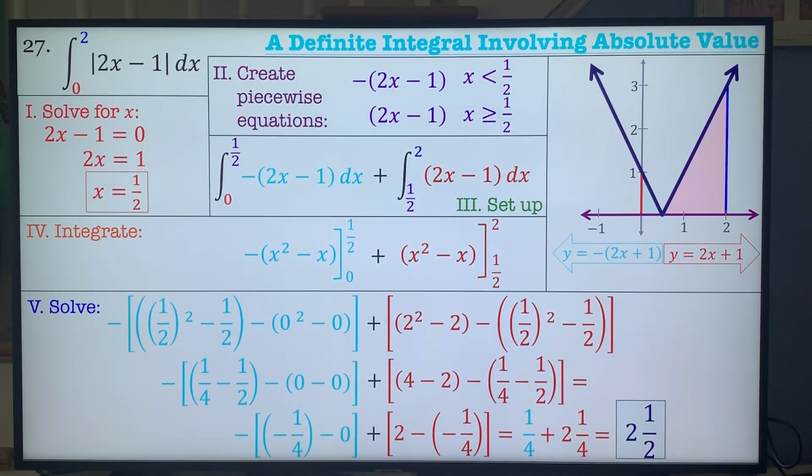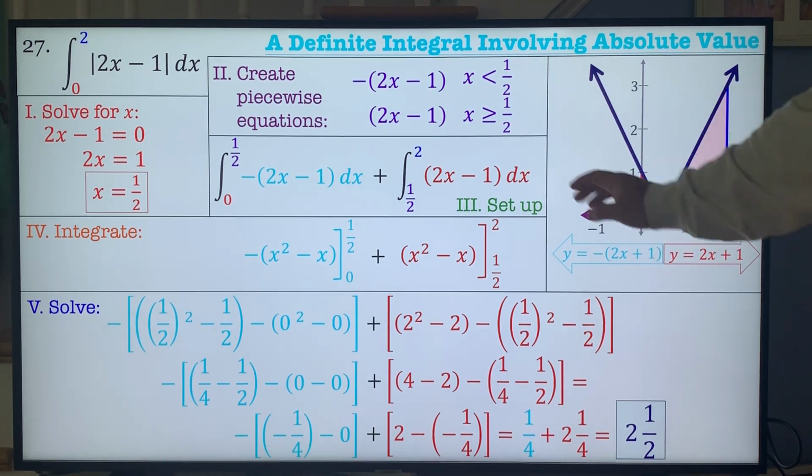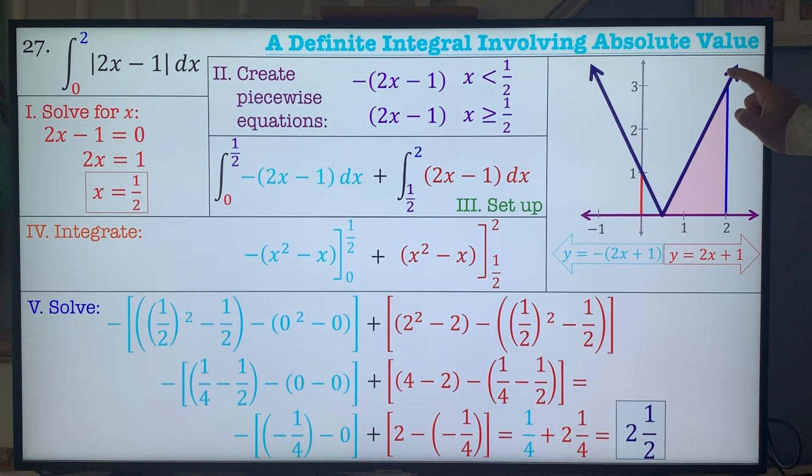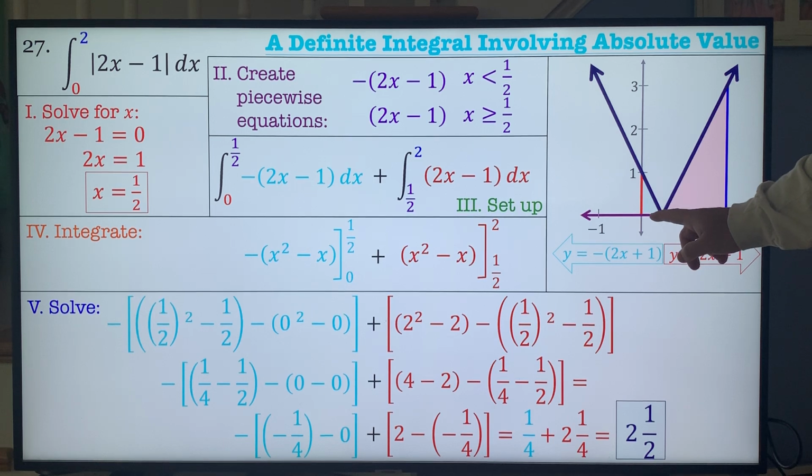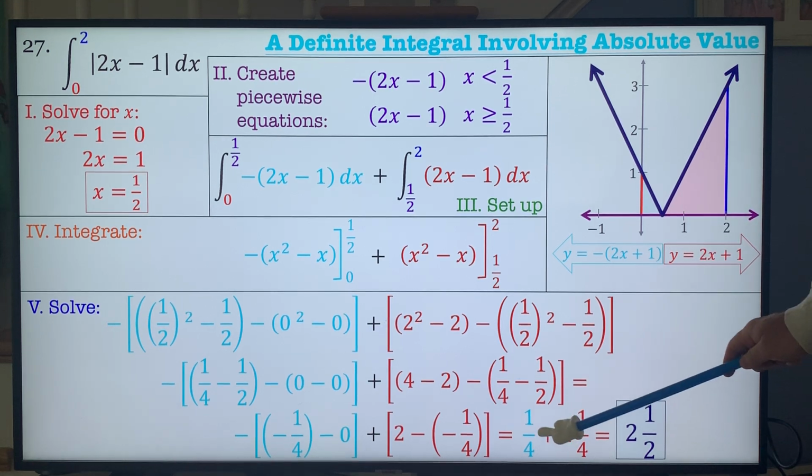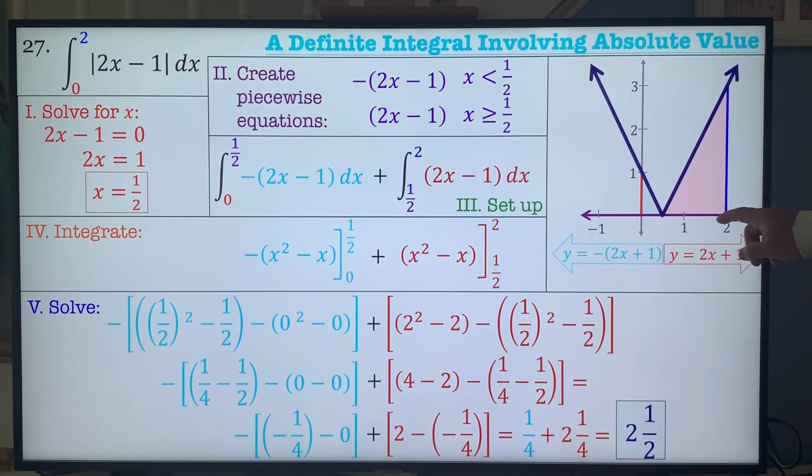Now, just so you guys know, what you're doing here is, with your piecewise, this is my actual graph. From 0 to 2, sorry. From 0 to 1/2 is this part of the graph. That's your 1/4. From 1/2 to 2 is this part of the shaded graph. That's the area, 2 1/4. So you just add these two areas together, and you get 2 1/2. So that's pretty much what you're doing.